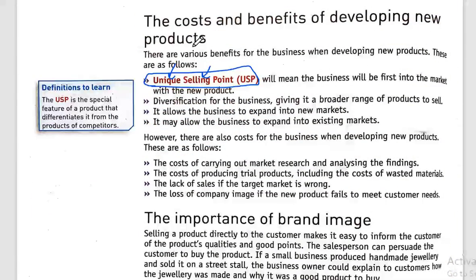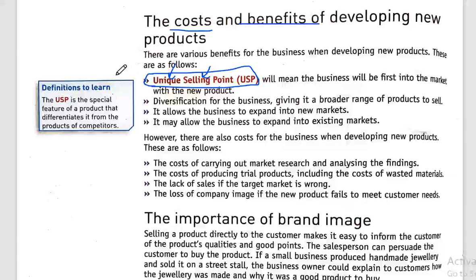Okay, so now we have the costs and benefits of developing new products. If I'm doing a new product, I must pay attention to the costs and benefits that I will get as a business from developing this new product. So there are various benefits for a business when developing new products.